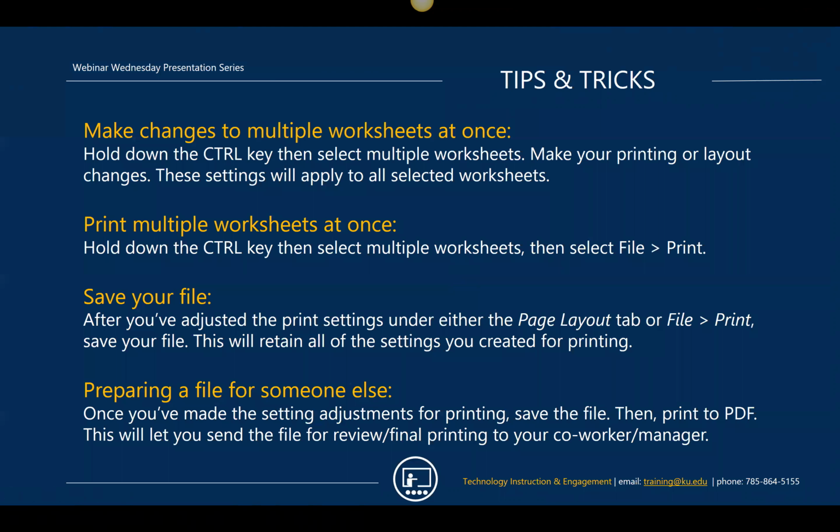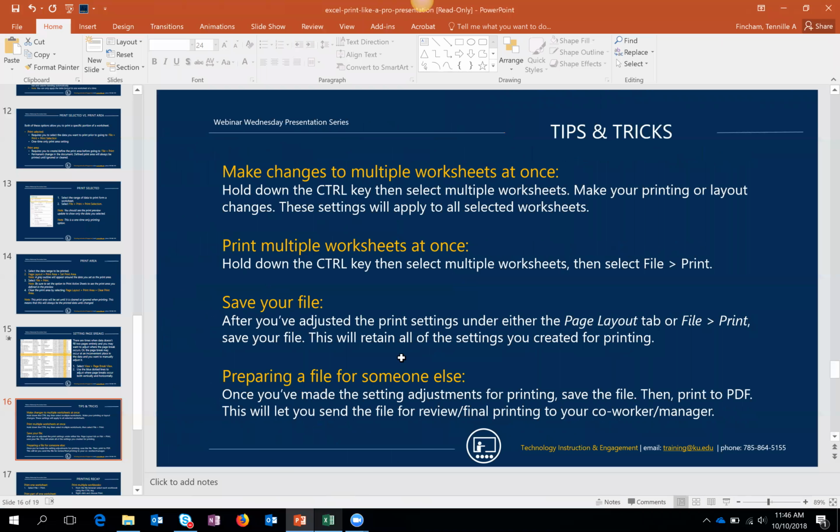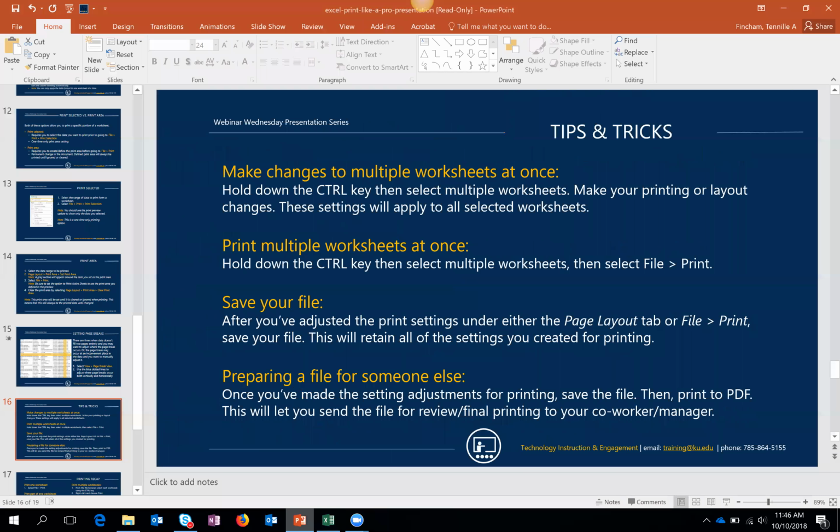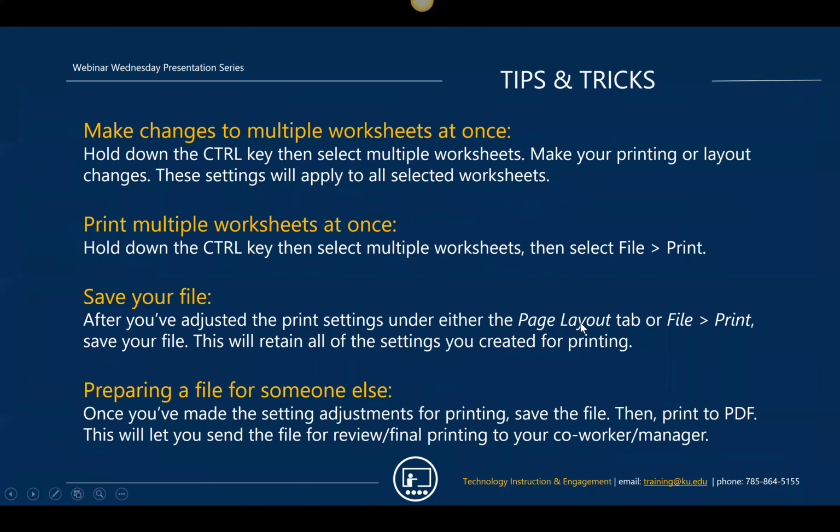The other tip here is to save your file. So after I've made all of these changes to this Excel workbook, and I have the printing settings exactly like I like, if you do a file save or click the floppy disk icon at the top, it will also save all of your print settings that you had defined earlier. It works whether you make changes under the page layout tab or whether you make changes under file print. No matter where you make your printing changes, it will save once you've saved your file.